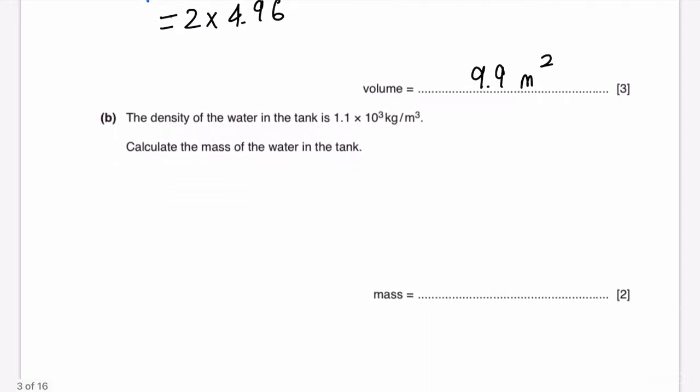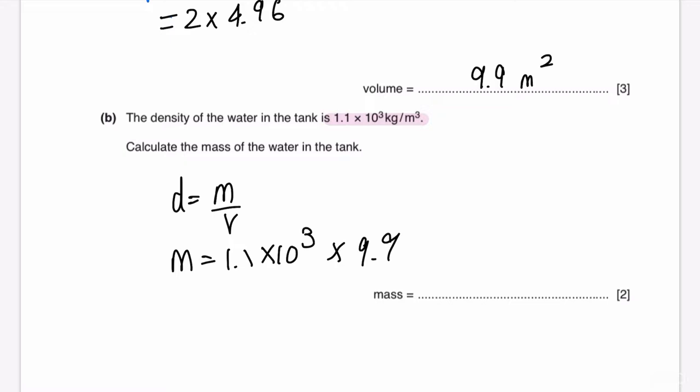B. The density of the water in the tank is 1.1 into 10 to the power 3 kg per meter cube. Calculate the mass of the water in this tank. What is the formula of density? Density is equal to mass upon volume. Now we've already calculated the volume here. Therefore, all we're going to do is multiply volume by density to get the mass. Mass is equal to density multiplied by volume, which is 9.9. So the answer will be 1.1 into 10 to the power 4 kg.